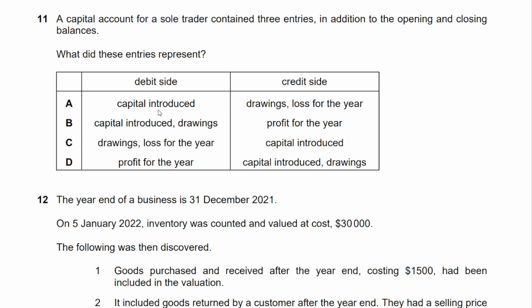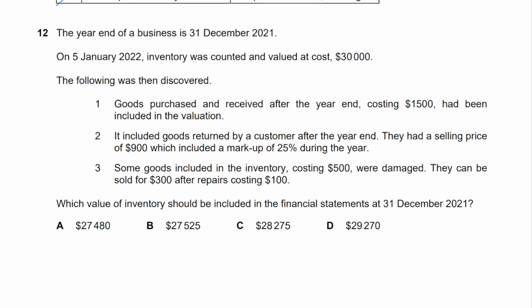Now, does capital introduced decrease owner's capital? No, it increases. It's supposed to appear on the credit side. That's wrong. Capital introduced cannot be on the debit side because the debit side reduces owner's capital, it doesn't increase it. Drawings and loss for the year, this side makes sense. Capital introduced on the credit, this makes complete sense. Profit for the year cannot appear on the debit side because it increases owner's capital, not decrease. So it should appear on the credit side. Wrong. Let's move on.